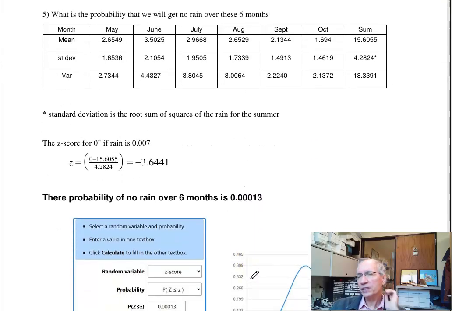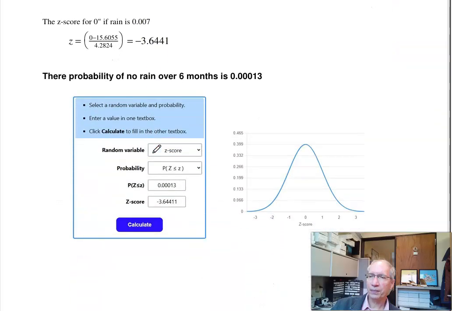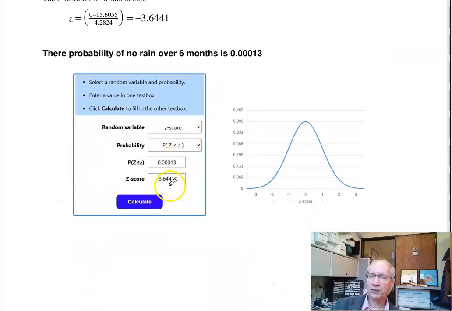And finally, what's the chance that we'll have no rain over the entire summer? Well, to do that, you add the means, add the variances. The average rainfall in summer is 15 inches with a variance of 18. Take the square root, that gives you the standard deviation. Again, the standard deviation doesn't add, it's the variance that adds. So to find the probability of 0, how far is 0 from the mean in terms of standard deviations? It's 3.64 standard deviations away. Going to the table, 3.64 standard deviations has a tail of 0.00013. About 6,000 to 1. Can happen, but unlikely.